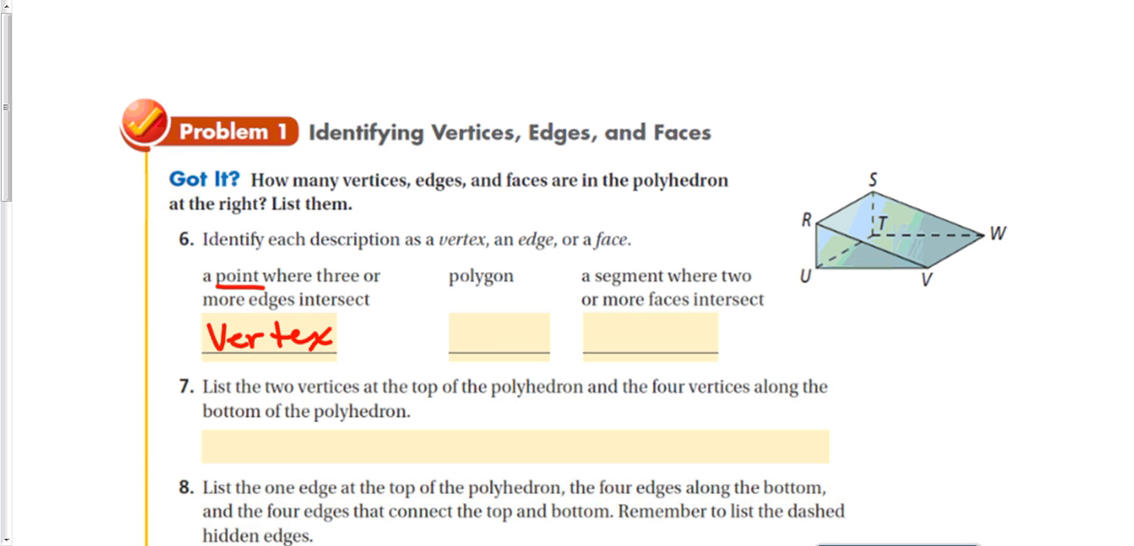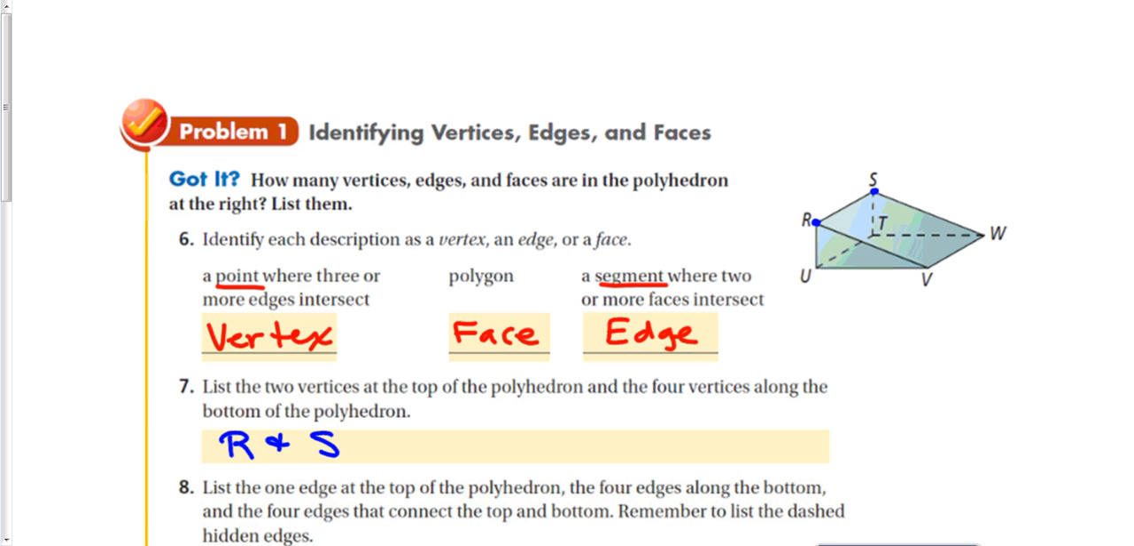A polygon is going to be one of the faces. And a segment where 2 or more faces intersect is called an edge. So number 7 says list the 2 vertices at the top of the polyhedron. So we'll do our vertices in blue. So at the top, we have these 2, which are R and S, and those are at the top.